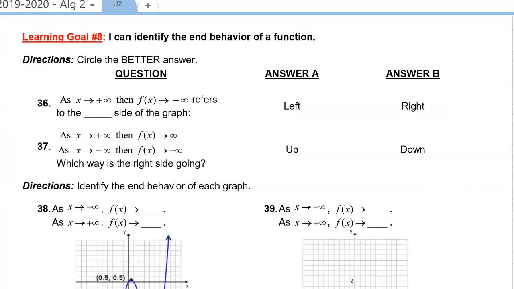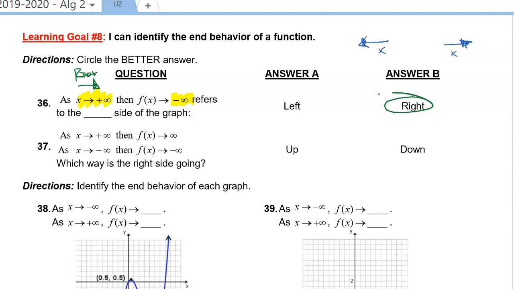Okay, end behavior function. This is what's happening as the graph goes to the left and as the graph goes to the right in terms of our x values. We're looking at what the y value is doing. So as x approaches positive infinity, then f of x approaches negative infinity refers to which side of the graph? Well, positive infinity means we are going to the right-hand side.